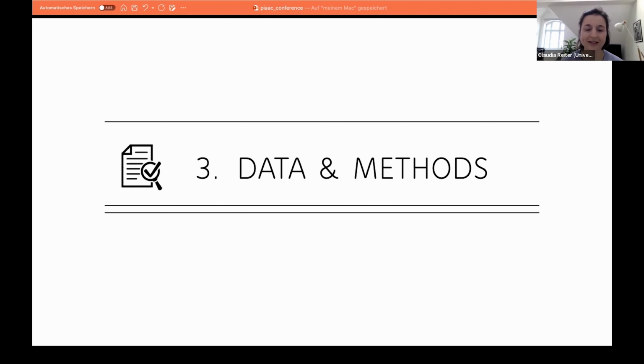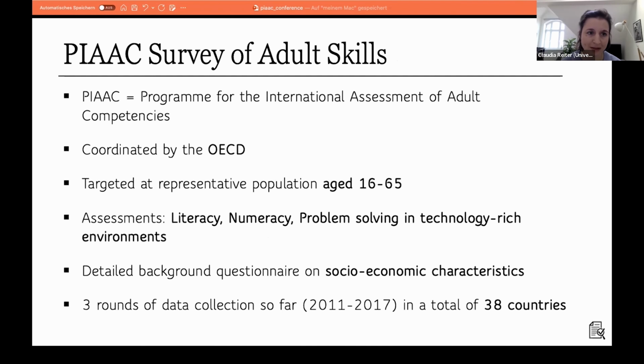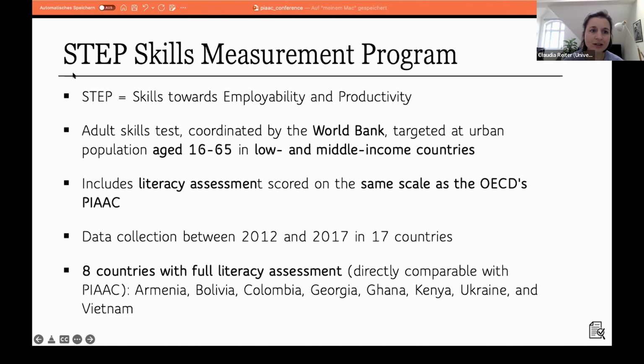Okay, so far about that. Let's come to the data and methods. I don't think I have to talk about PIAAC, you all know it. And as I said before, here I will only show results from literacy. I've also included the STEP survey. I don't know if you're familiar with STEP, but if not, this was coordinated by the World Bank. STEP stands for Skills Toward Employability and Productivity. And it's also an adult skills test.